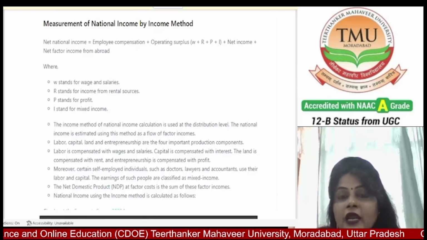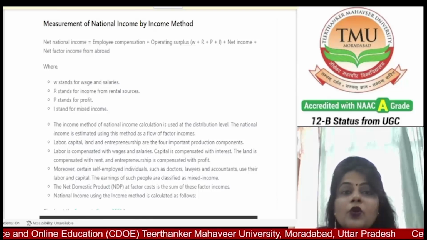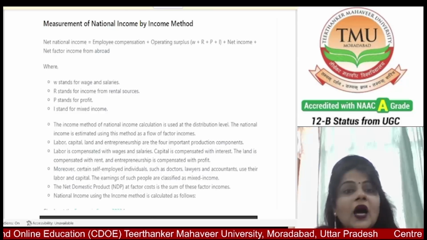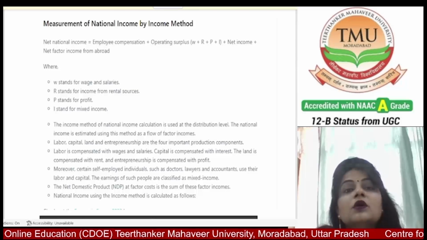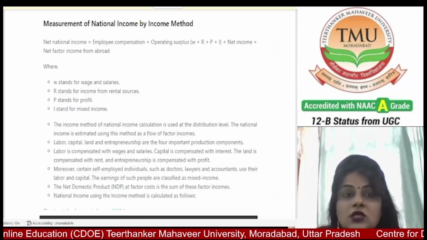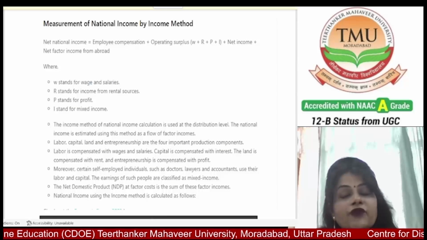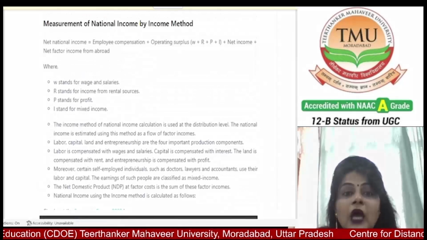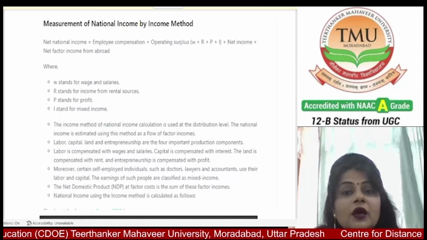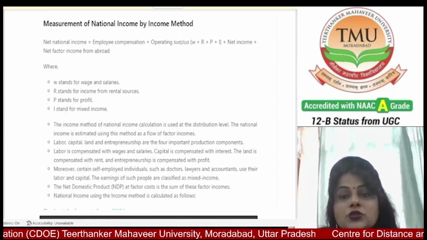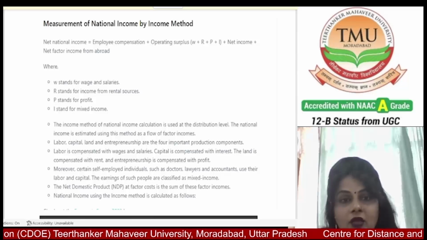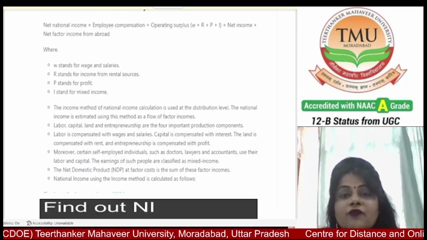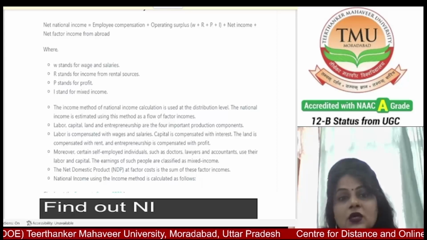Sorry, I stands for mixed income. W stands for wages and salaries. R stands for income from rental resources. P stands for profit and I stands for mixed income. So the income method of national income is calculated using the distribution level. The national income is estimated using this method as a flow of factor incomes.